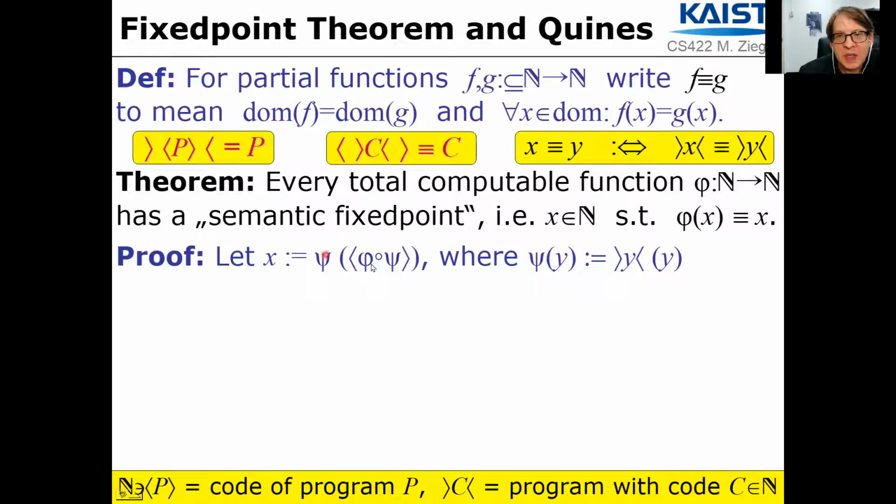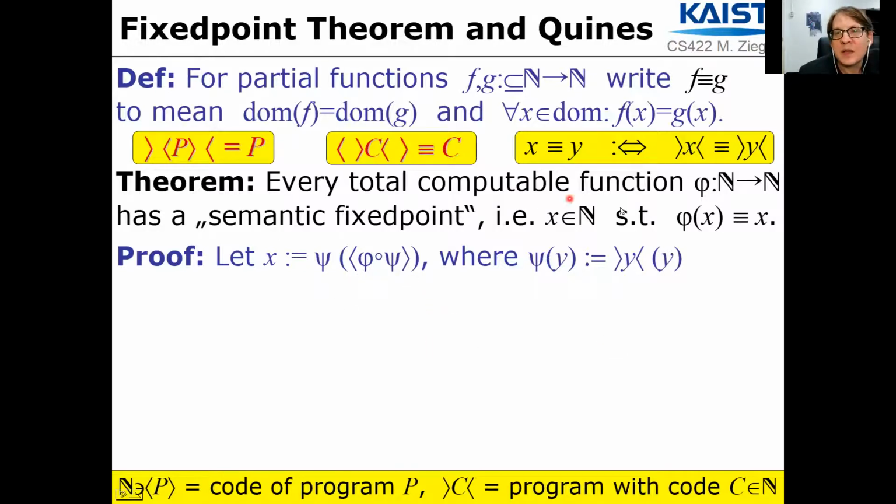This means, according to this definition, where y is now replaced by this natural number, the code of phi after psi, so that psi of y means encode, decode, that means execute phi after psi, right? So this means encode, this means decode. So this means execute phi after psi on which argument? On the code of phi after psi. So this means execute phi after psi on the code of phi after psi.